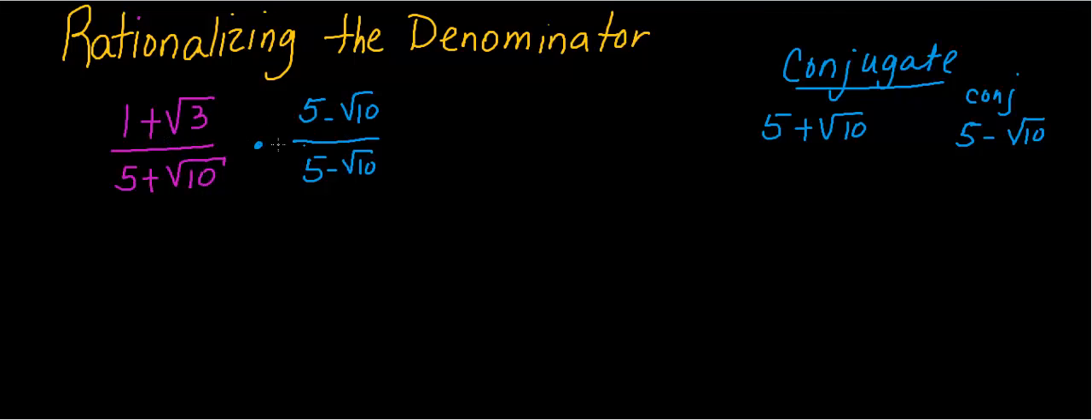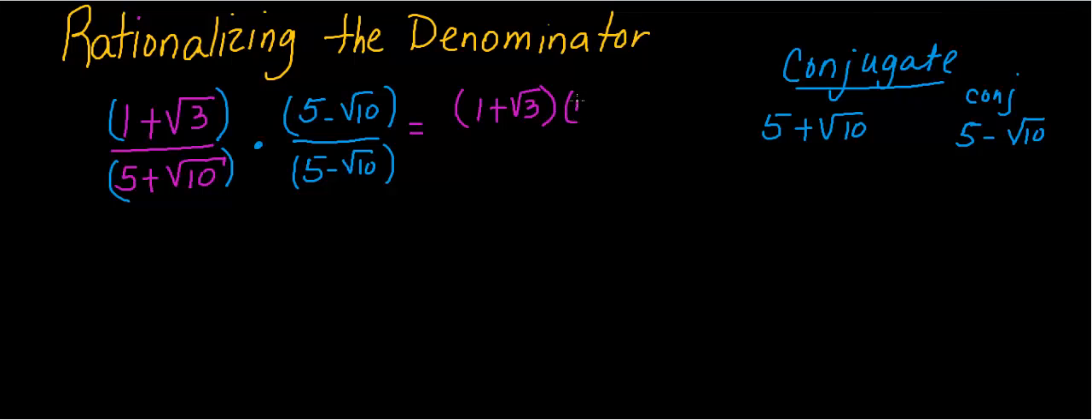Now when I multiply fractions, I multiply numerator times numerator and denominator times denominator. Notice in this example, I have a product of binomials in the numerator and a product of binomials in the denominator. And this is what that looks like. It's going to be 1 plus the square root of 3 times 5 minus the square root of 10, all of that over 5 plus the square root of 10 times 5 minus the square root of 10.